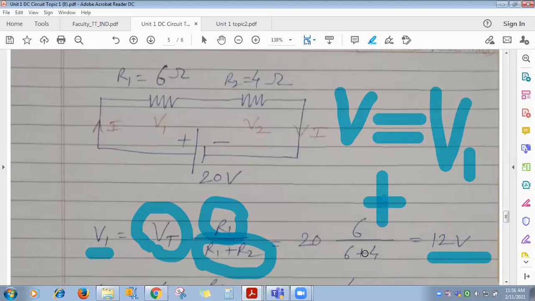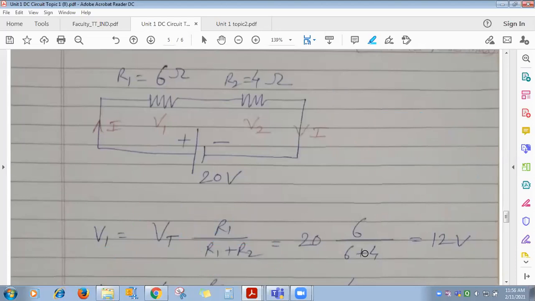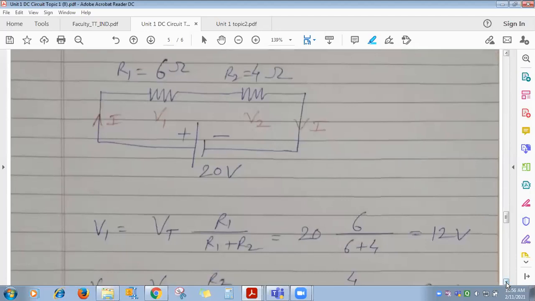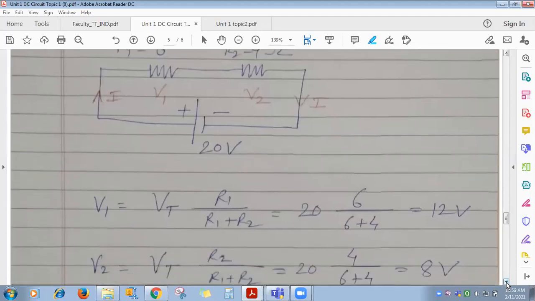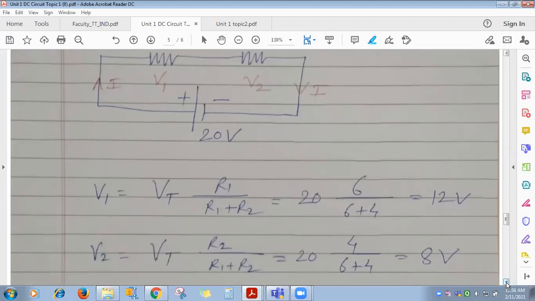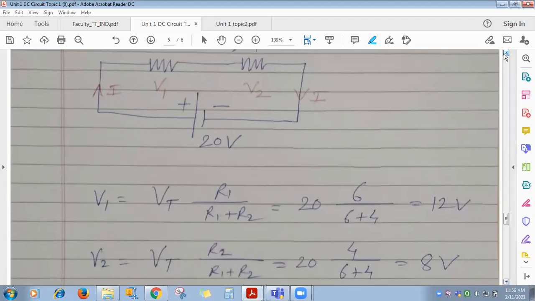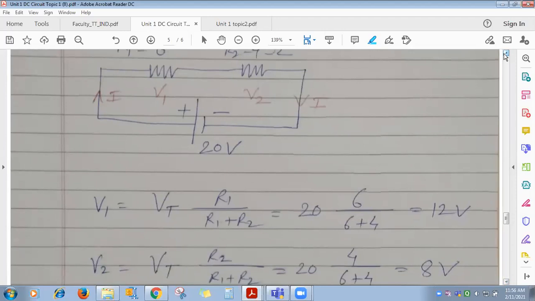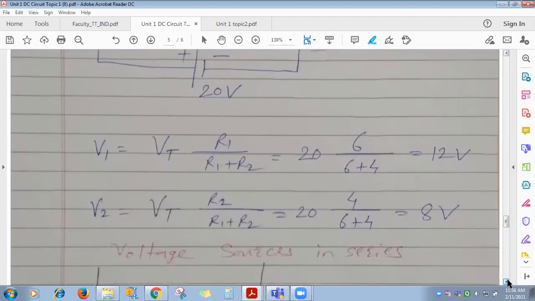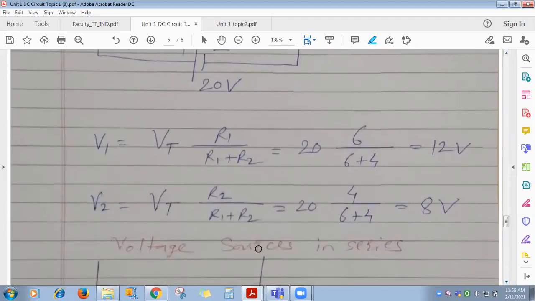This is called the KVL equation. In the next topic I am going to explain how to form the KVL equation. 20 minus 12 is equal to 8 volt, which is V2. Or what will be the voltage division formula for V2? V2 is equal to VT into R2, divided by R1 plus R2. So it will be 8 volt.